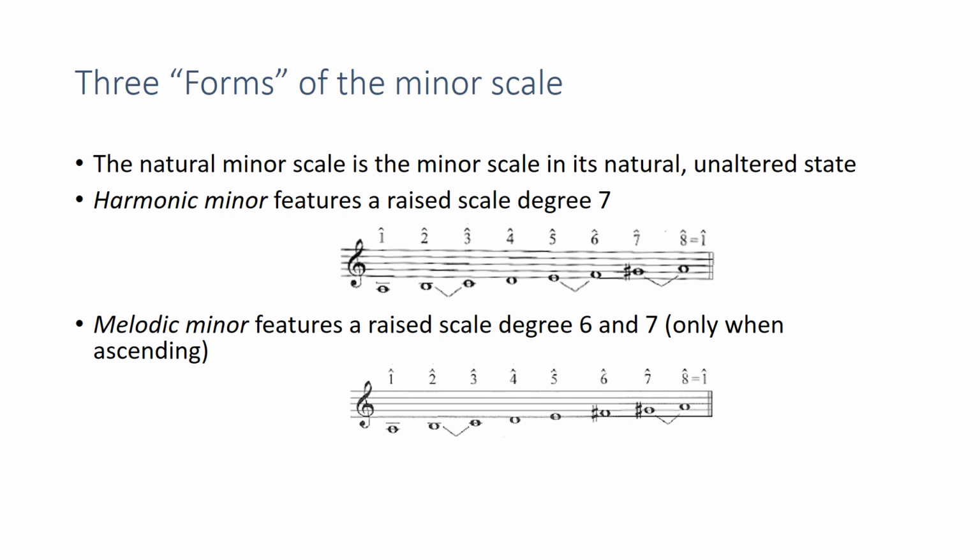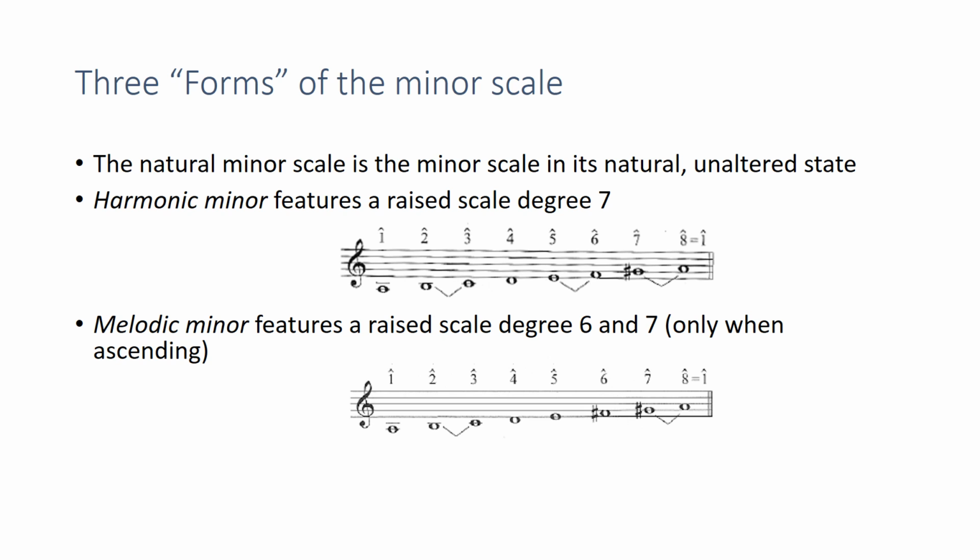Okay? And you note this is only used generally in ascending when you're striding upwards towards that tonic. Do, re, mi, fa, sol, la, ti, do. And when you come down, the normal thing to do is go back to the natural minor, which is a more relaxed descent, right? So melodic minor has 2 forms, essentially. When you go up, it's raised scale degree 6 and 7, and when you come down, you go back to natural minor.